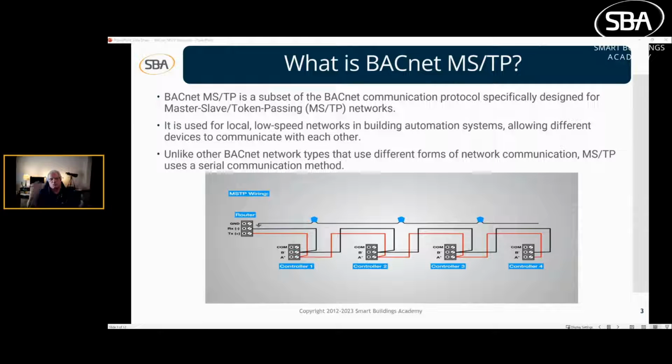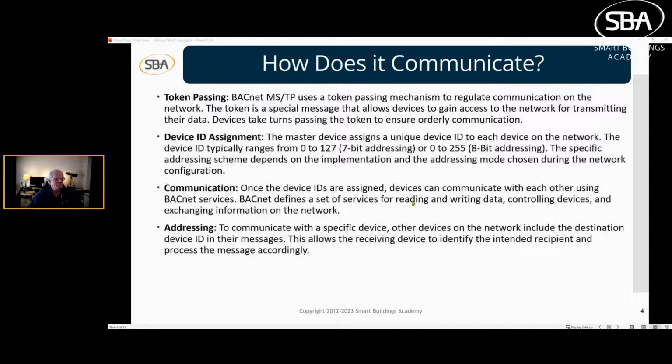So the query is, what's the outside air temperature? Controller 3 says, oh, it looks like it's 72 degrees. So it sends that back down the bus to the supervisory device. That's pretty much what that does.